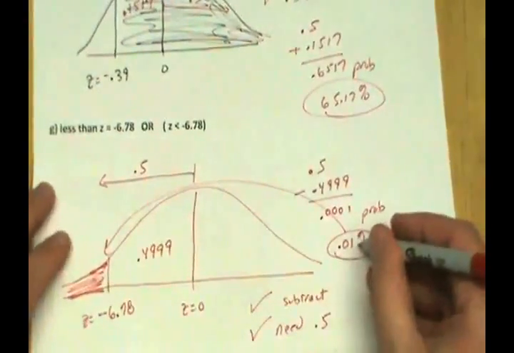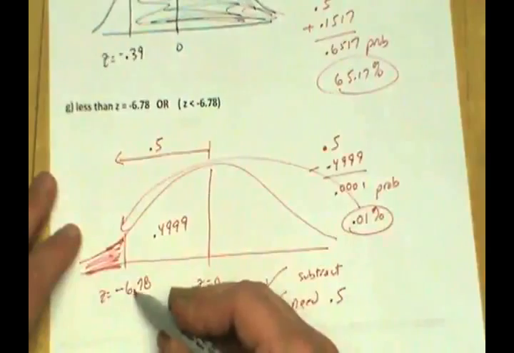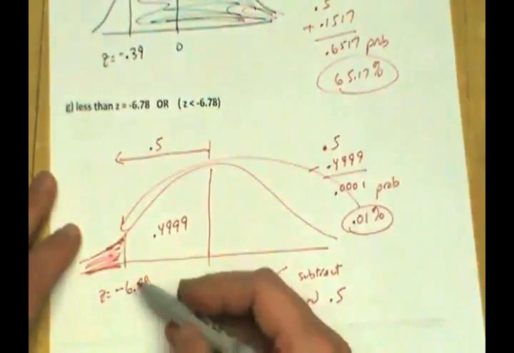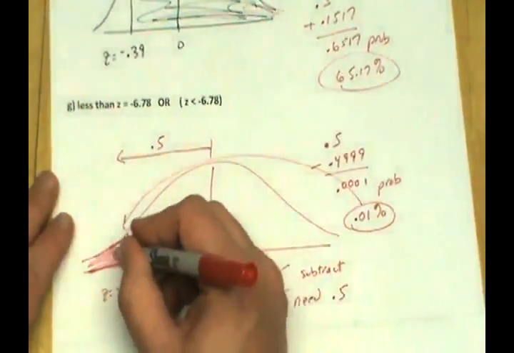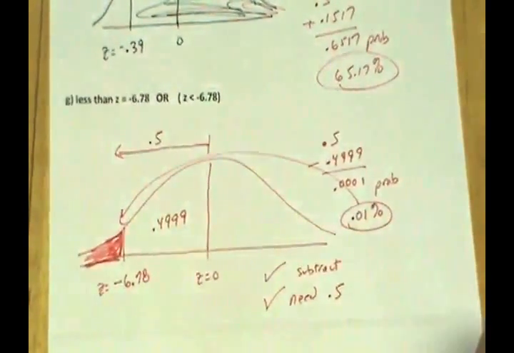So it's pretty rare that you're going to get something less than this z-score, because this z-score is so far away from the mean. There's hardly any area left over here, which means it's just very rare that you're ever going to get that. Okay, so we're doing pretty good. Here we go.